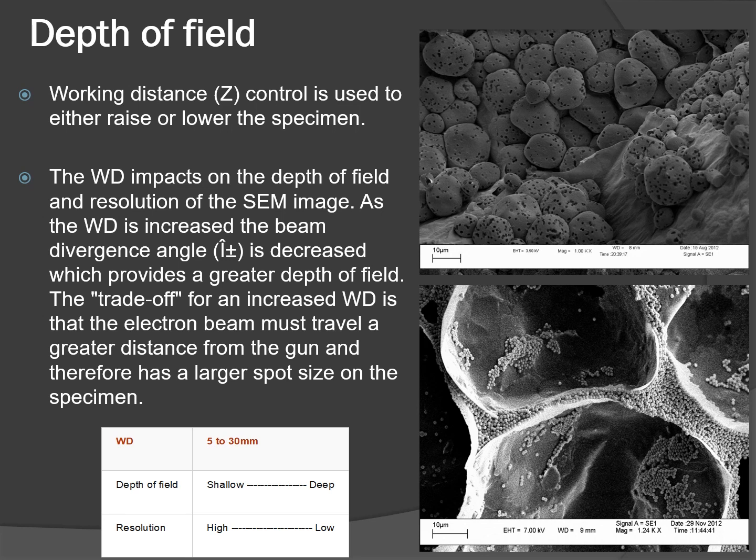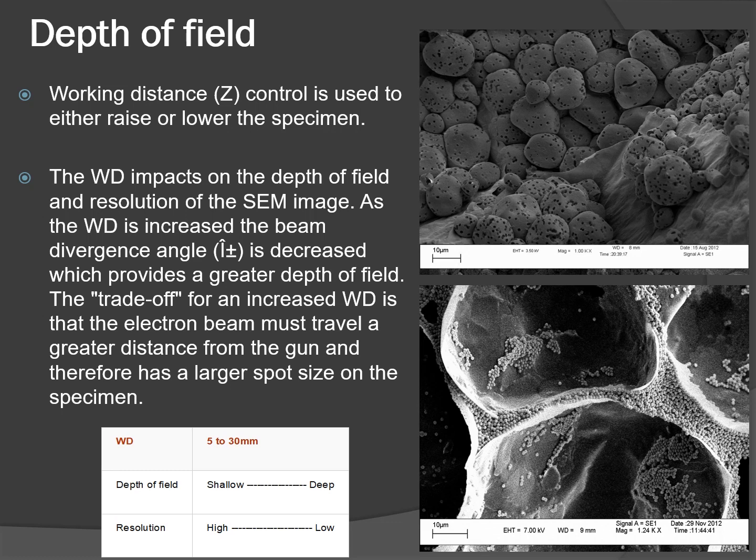Working distance Z control is used to either raise or lower the specimen. The working distance impacts the depth of field and the resolution of the sample image. As the working distance is increased, the beam divergence angle is decreased, which provides a greater depth of field.